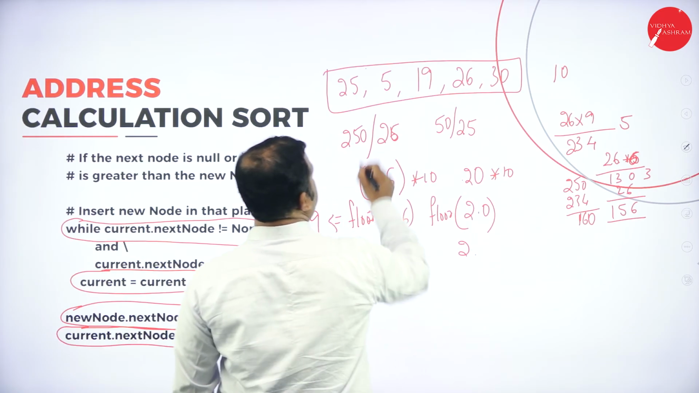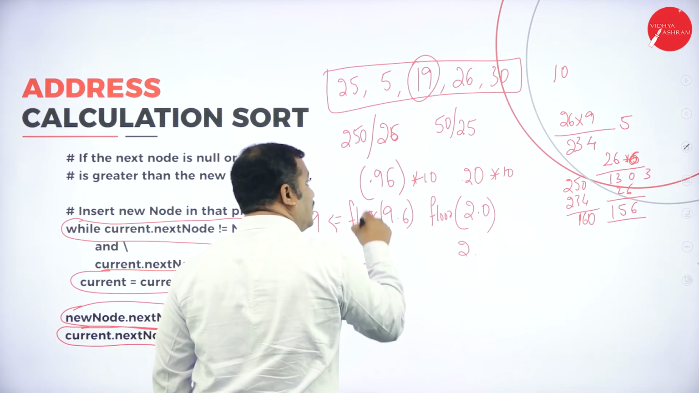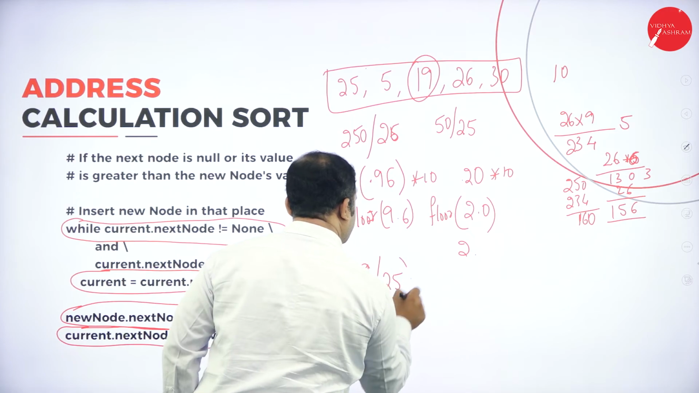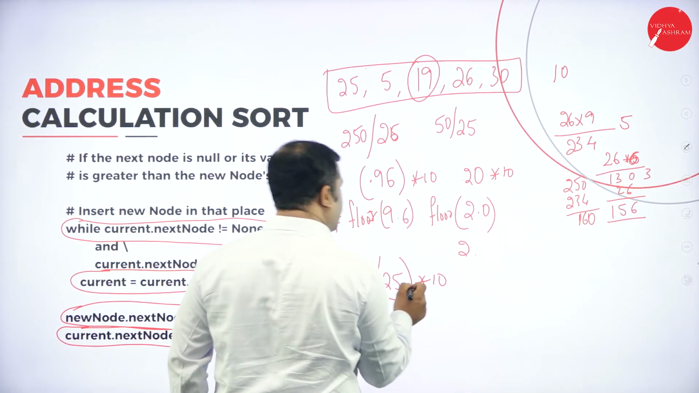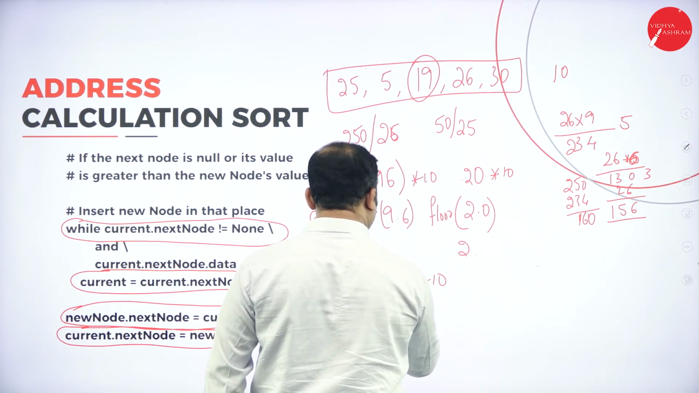Which is the next item in this list? 19. If 19 is to be solved, 19 divided by 25 star 10. If that is the case, what is the value of 19? Let me place the decimal point here.